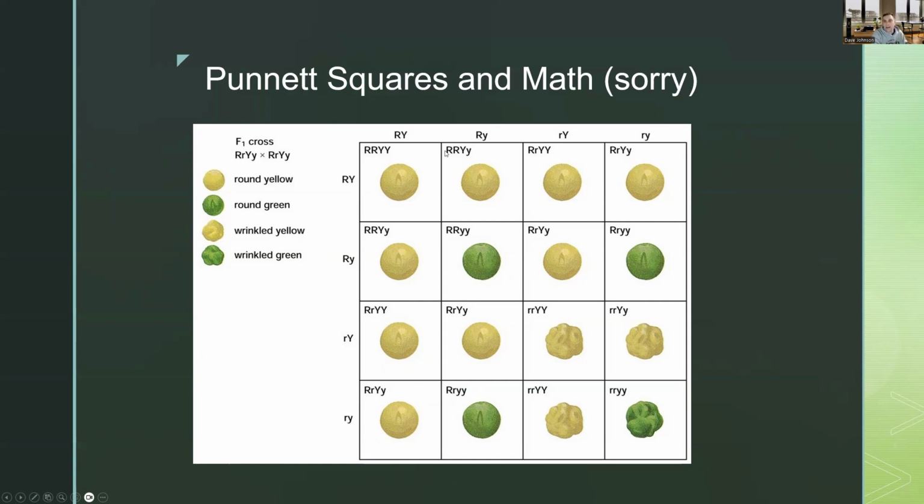So how do we figure this out? Well, it's simple. Across the top, we take one parent. What are the possible combinations that parent could pass down? Well, it could give a big R and a big Y.